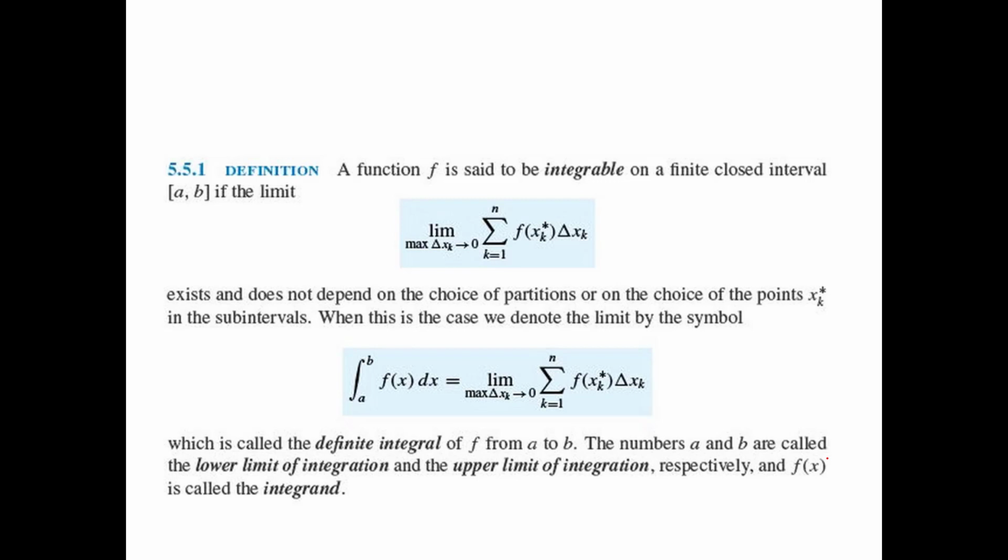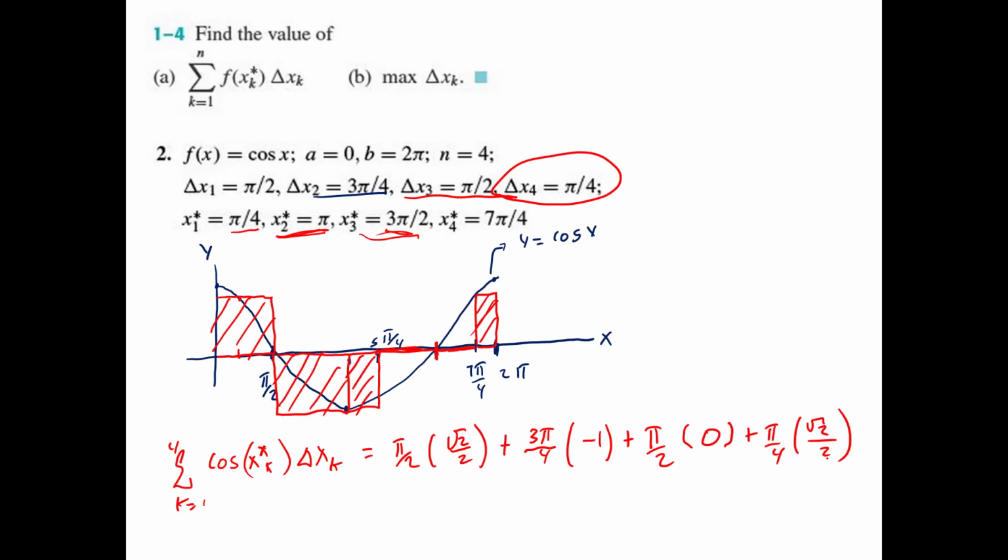Now that I'm looking at this, I realized I forgot something, right? So the max delta x of k, the largest width, since they're not all the same size, we can talk about which one is the biggest one. And we have a pi over 2, a 3 pi over 4, a pi over 2, and a pi over 4. So the answer to part B is that the biggest width is 3 pi over 4.